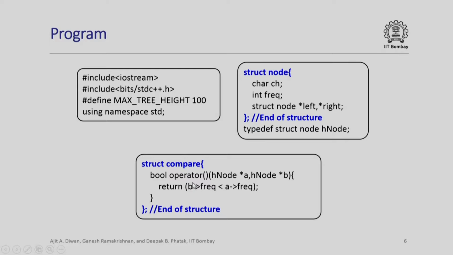So, it is a bool operator which will actually check the frequency of B and frequency of A, and if the frequency of B is less than frequency of A, it will return true, otherwise it will return false. This is the function that we shall be using in order to insert nodes in the proper order in the priority queue that we are going to use.